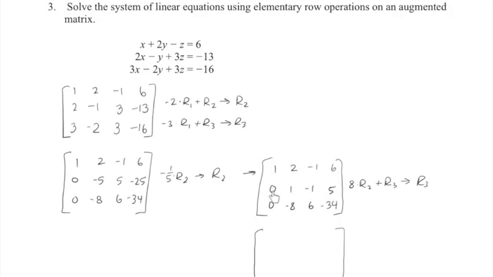Starting here, 0 times 8 is 0. 0 plus 0 is 0. 1 times 8 is 8, plus negative 8 is 0. Negative 1 times 8 is negative 8, plus 6 is negative 2. And 5 times 8 is 40. 40 plus negative 34 is 6.